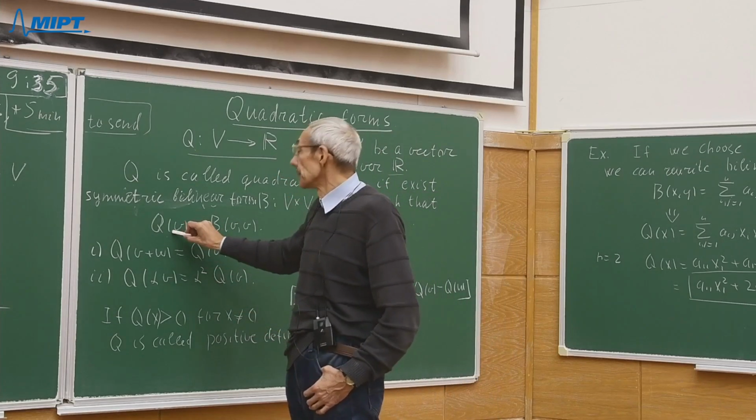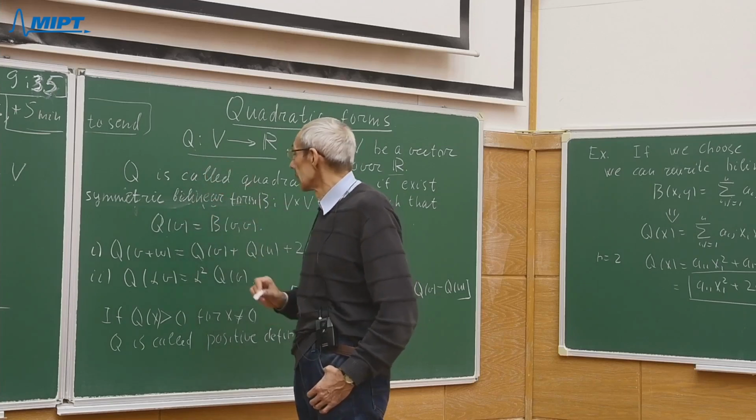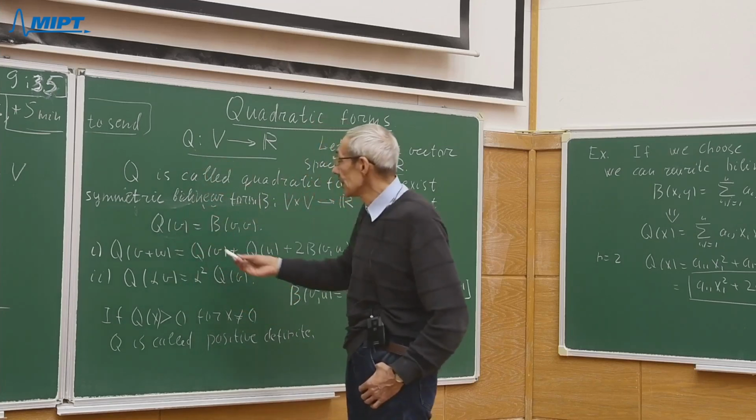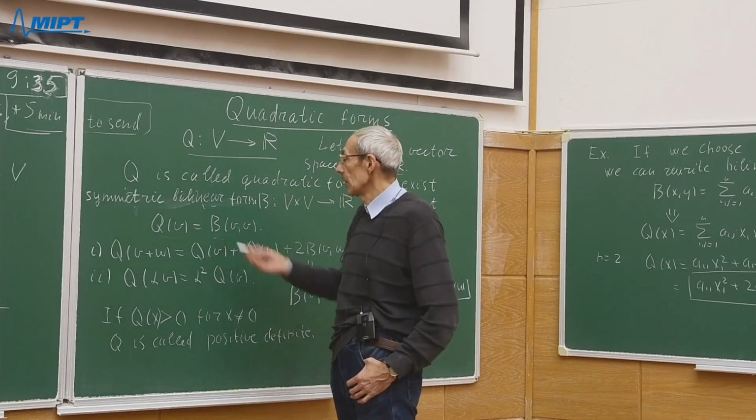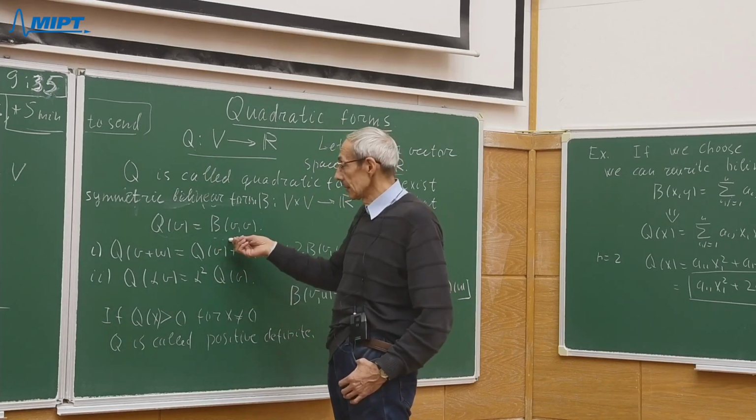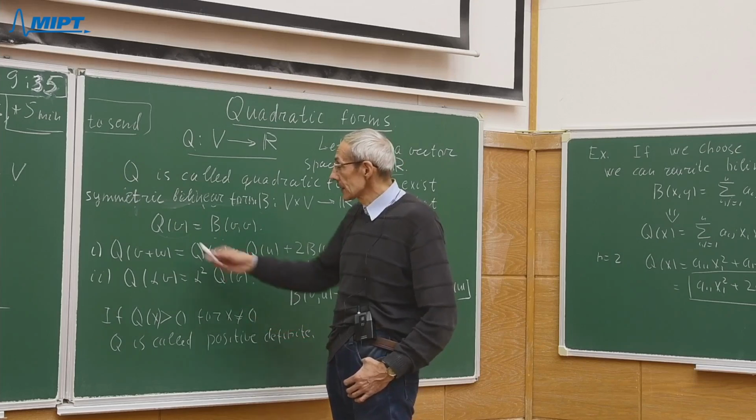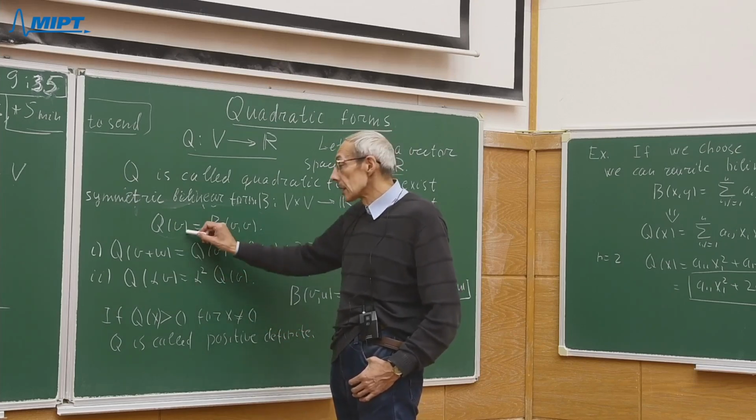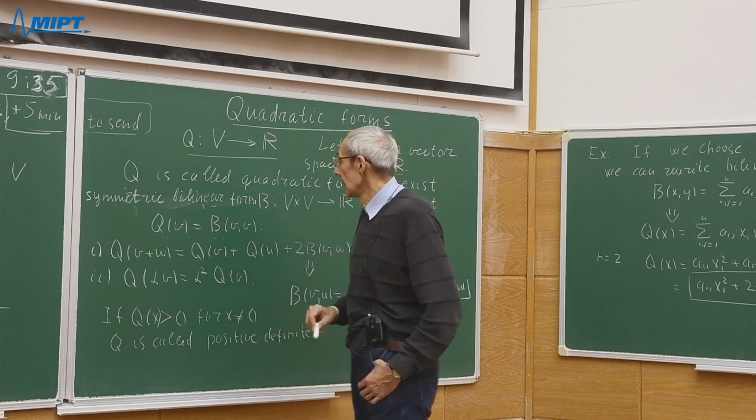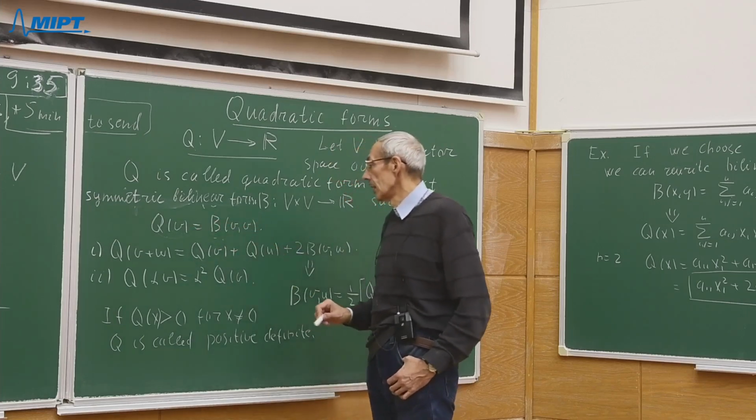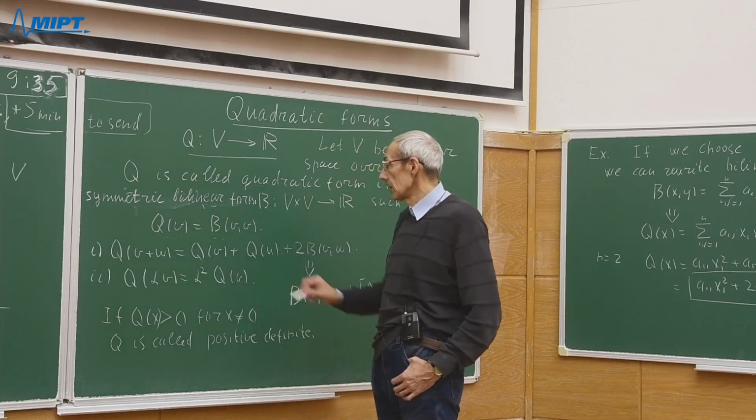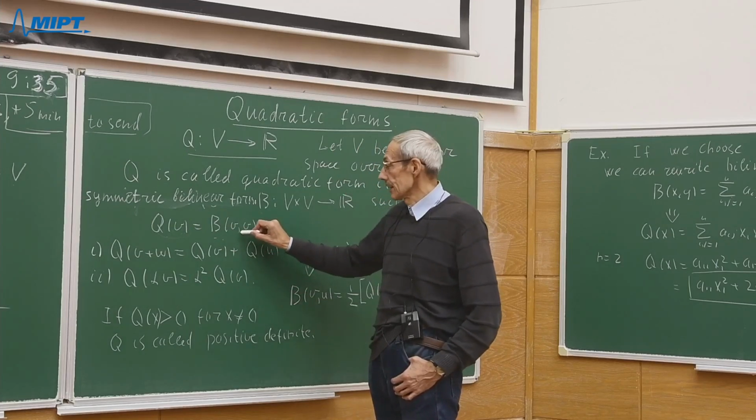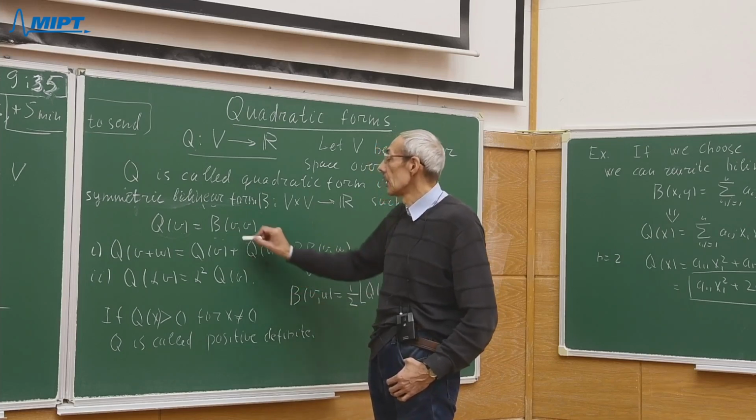the above mentioned quadratic form is a restriction of this bilinear form to the diagonal. In other words, the value of the quadratic form Q on some vector V is equal to the value of this symmetric bilinear form B on the pair of coinciding vectors V and V.